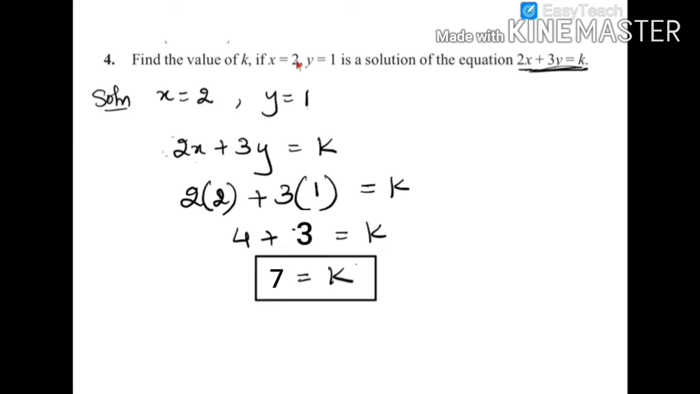Since x equal to 2 and y equal to 1 is a solution of this equation, the left hand side will be equal to the right hand side when we substitute these values. So after substituting these values, we are left with an equation in one variable, that is k. And on solving this equation, we get the value of k.